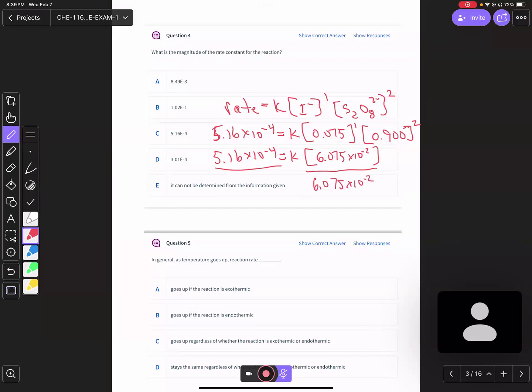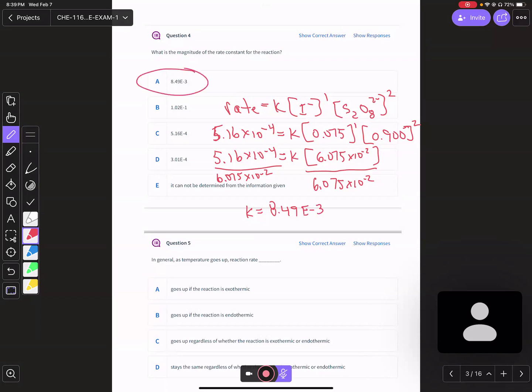So 10 to the minus 2 times 10 to the minus 2. And we get the rate constant for this reaction. Let's see, 5.16 times 10 to the minus 4, divide that by my answer. And I get something like 8.49 times 10 to the minus 3 for my rate constant. So that's all that was asking.